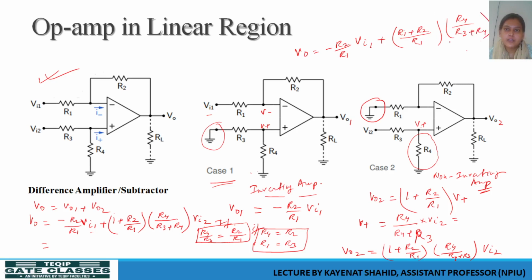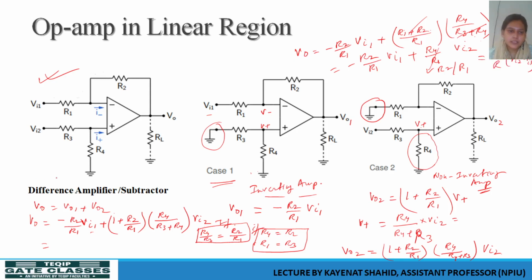If this R1 and R3 are equal, R2 and R4 are equal, then it can be cut, and we can directly use this R2 by R1 VI1, plus this R4 by R1, which can again be written as R2 by R1. R4 can be equal to R2, so this will be VI2, and hence we will get R2 by R1 into VI2 minus VI1, right?